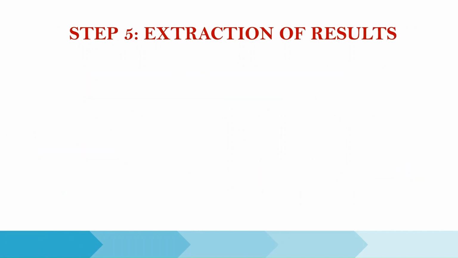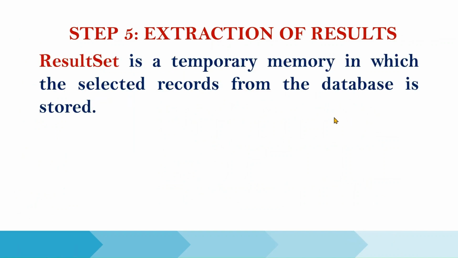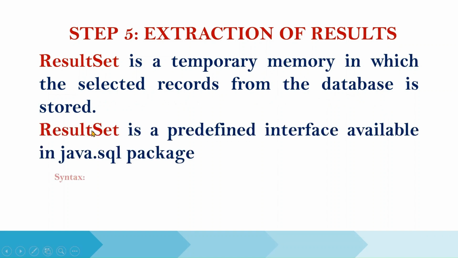Step 5, extraction of results. Whenever you want to extract the results, we need to write the select query. And whenever you write a select query, some records are extracted based on your query. Before printing those values, you need to store them into a temporary memory, then we can retrieve them one by one. So we have a ResultSet, an interface, acting as a temporary memory in which the selected records from the database are stored. ResultSet is a predefined interface available in the java.sql package.